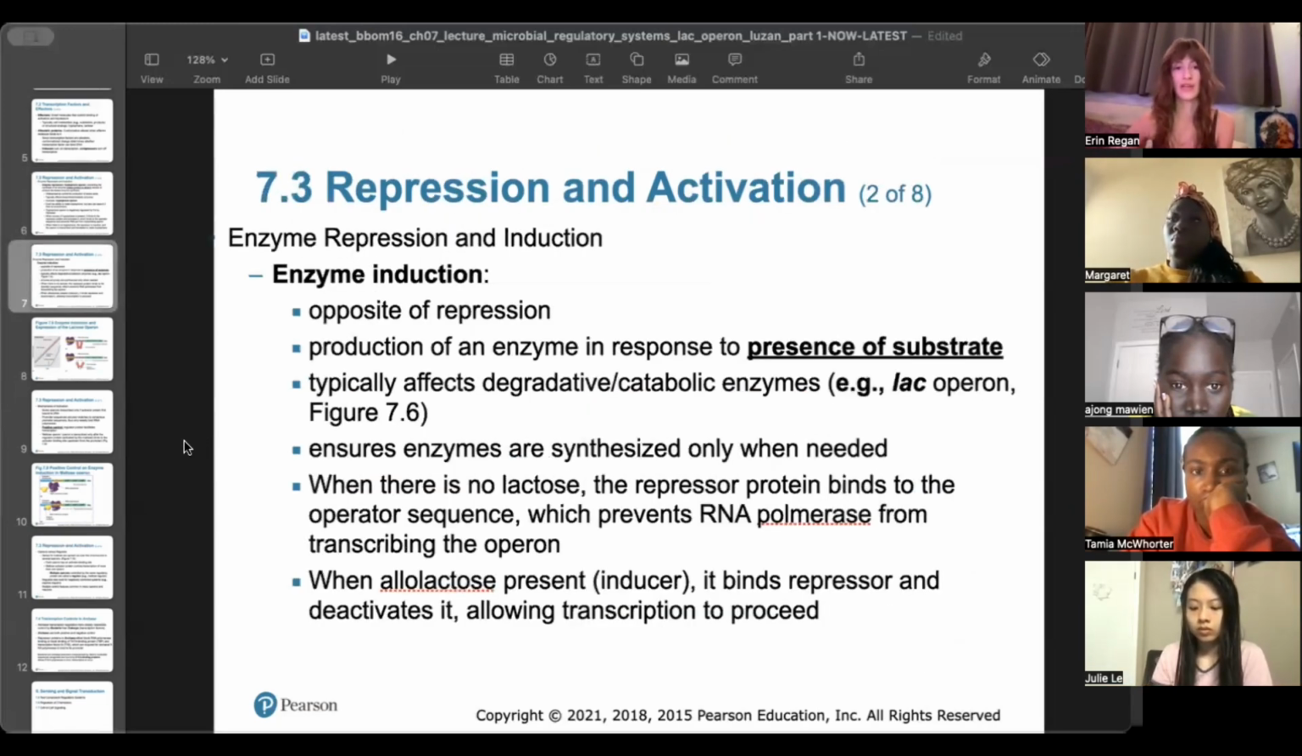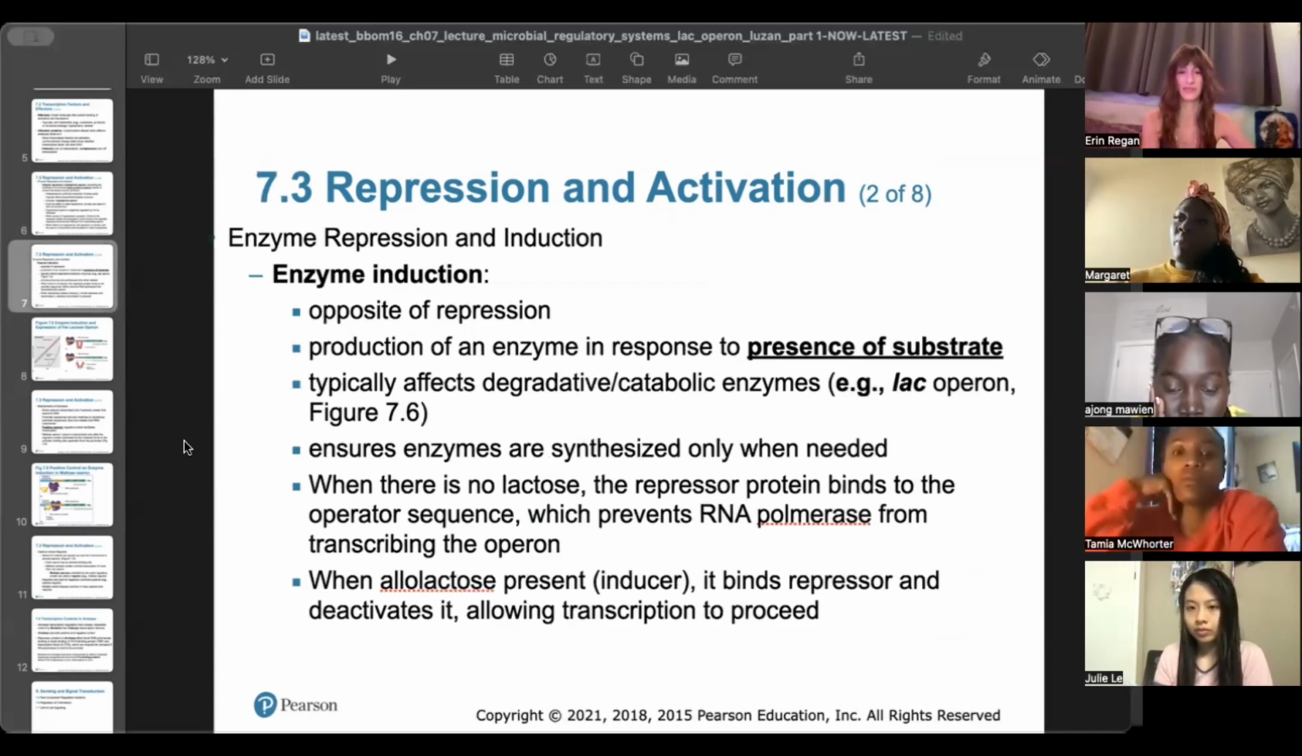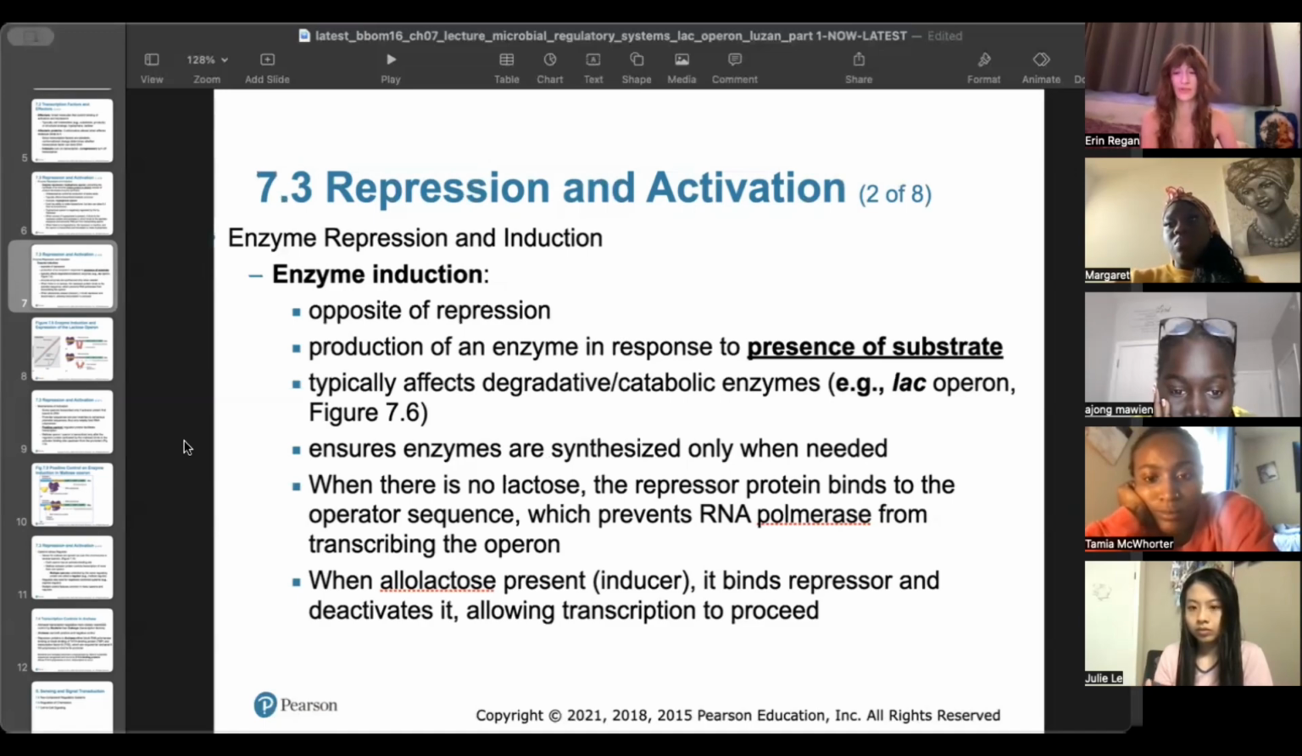In repression and activation, again, we can have enzyme induction, which is the opposite of repression: production of an enzyme in response to presence of a substrate. So that typically affects degradative or catabolic enzymes, such as in the LAC operon. This process ensures that enzymes are synthesized only when they're needed.